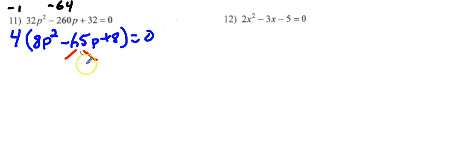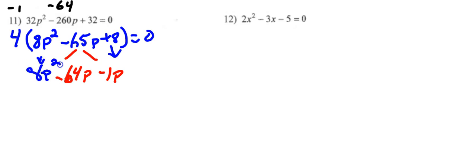I'm going to split that middle into negative 64p, that's a 6, and negative 1p. And then we bring these other numbers down as they were: 8p squared and plus 8. And here we go again.